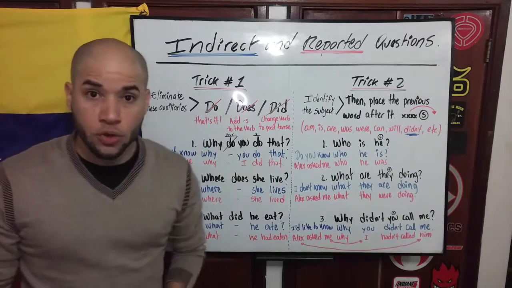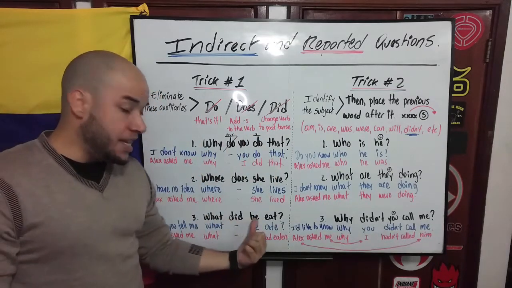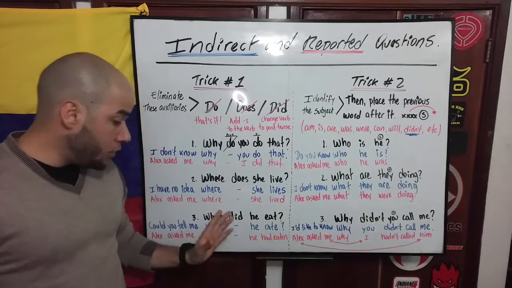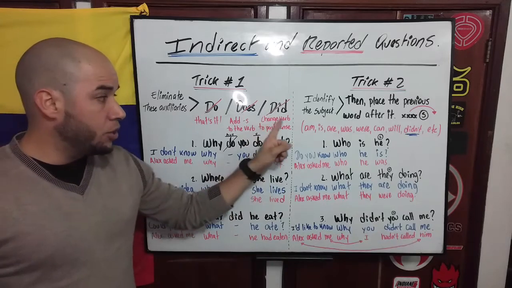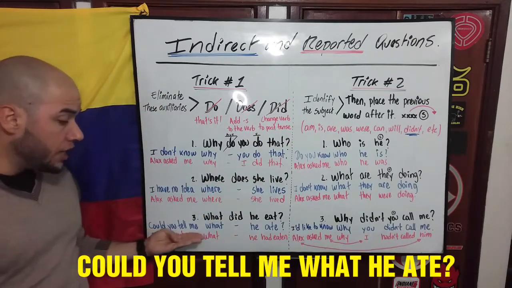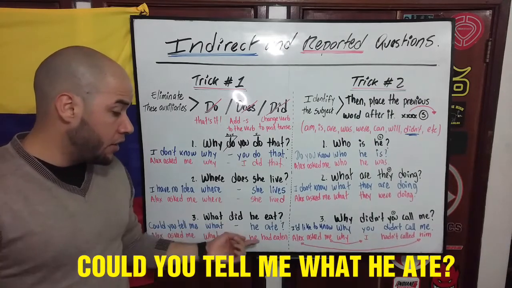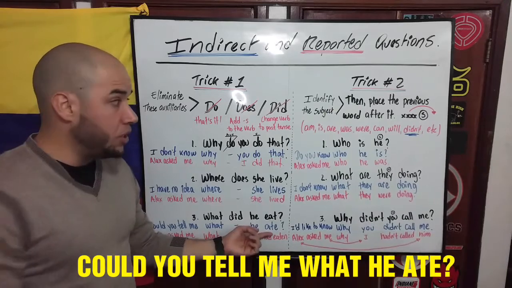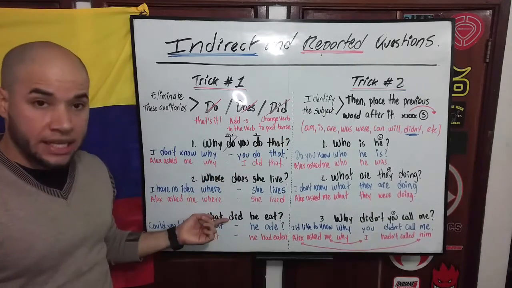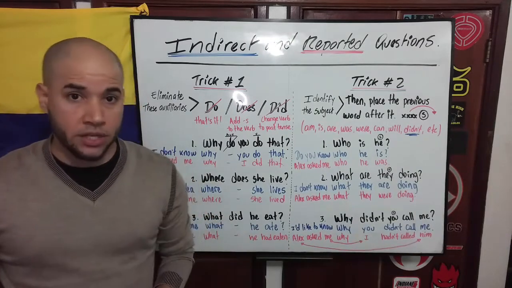Then we move on to number 3, and we have: what did he eat? In this case we eliminate did and then we change the verb to past tense. So we say, could you tell me what, we eliminated did, it's no longer there, and then we say he ate. We changed the verb to past tense because we eliminated the auxiliary did, and that's the way it works. This is how we make indirect questions.